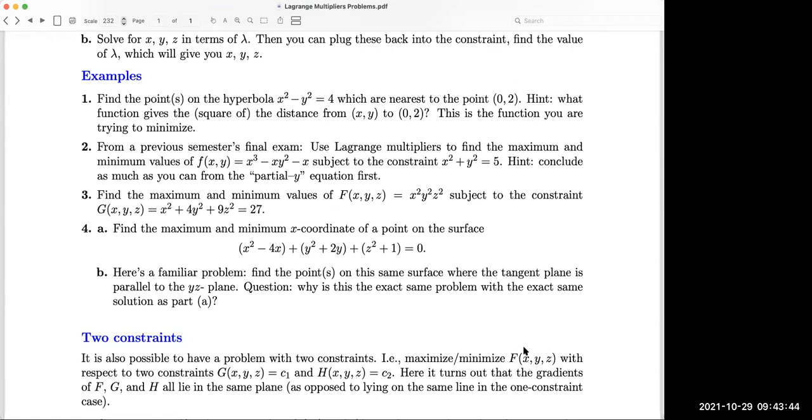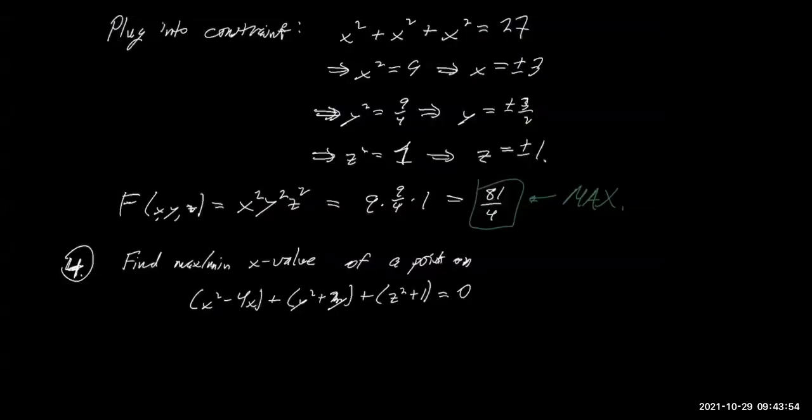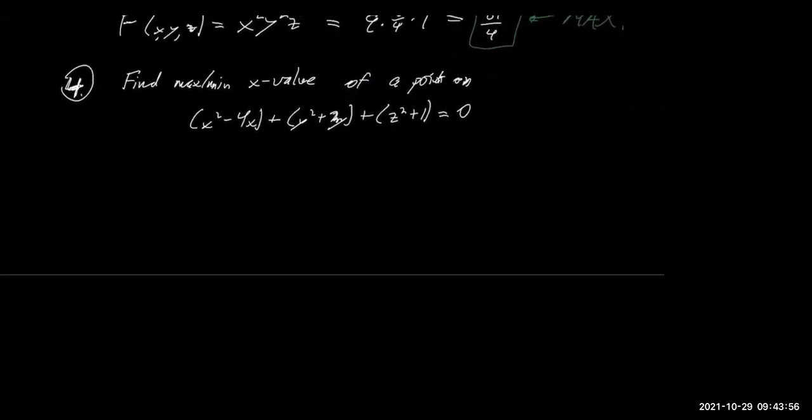Let me go back to the iPad. Okay, so here is the question. This right here is a constraint. So that's a constraint equation. Let's call that g of x, y, z. But what's the function that we're maximizing?